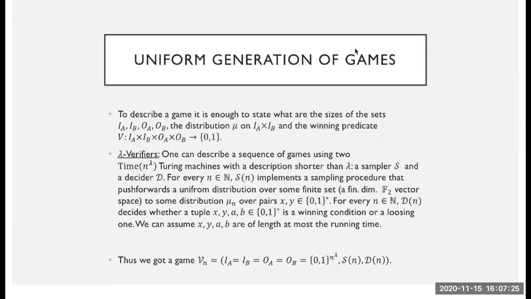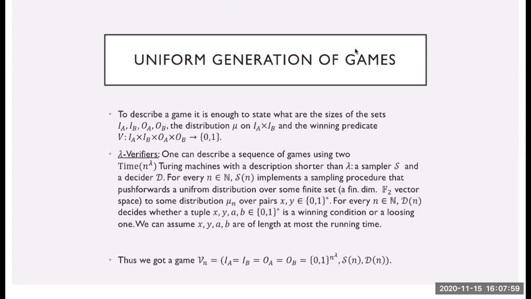Clearly n is only from 2 and so on, so the case of n equal to 1 I disregard. The uniform generation is only from 2 and on. So this is the way that we have a Turing machine that pushes forward the uniform distribution to some other distribution on questions. And for any number n and any quadruple of sequences x, y, a, and b, this Dn needs to run in at most n to the lambda time.